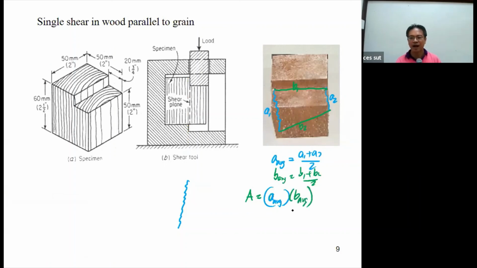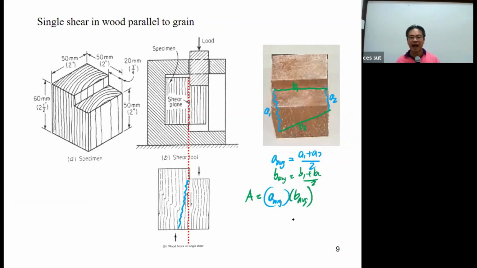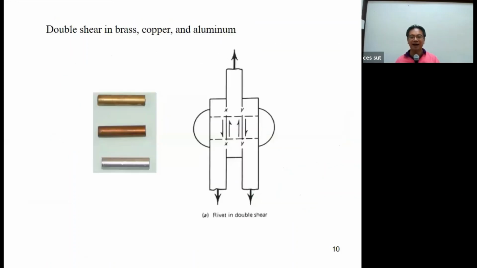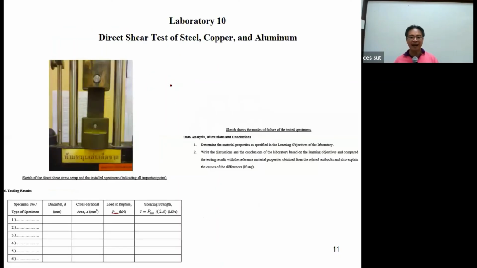Okay, let's see, we have this, and then we take the maximum force divided by the area, and you can determine the ultimate shear stress of this. Okay, for double shear also, you can have this one, and then just divide the maximum force. This one will be tau equal to P max divided by 2, because this is double shear, and then divided by the A average.